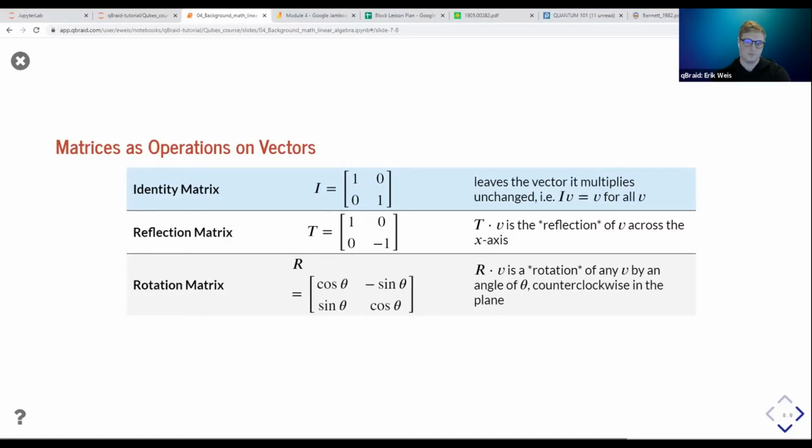We have a reflection matrix. In this case, it's called T, and this is reflecting across the x-axis. So a y value previously would become the negative of itself. And then we have a rotation matrix defined by this matrix here. What this does is rotate the vector counterclockwise in two-dimensional space.